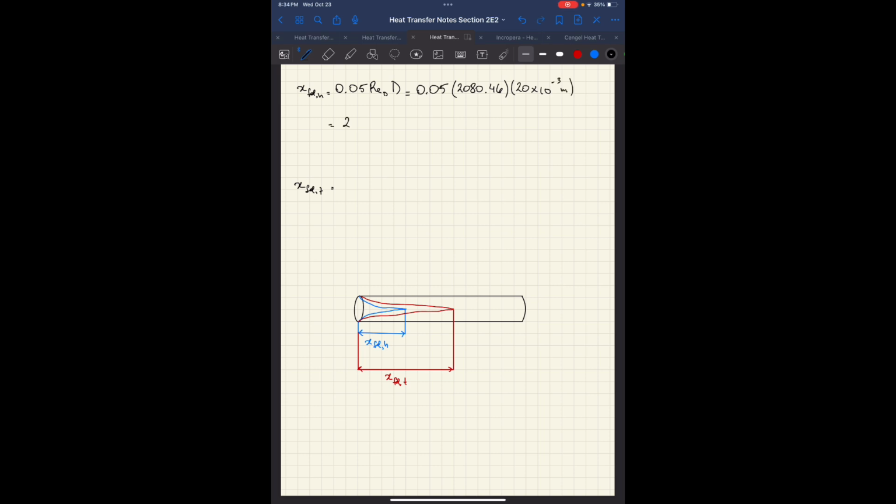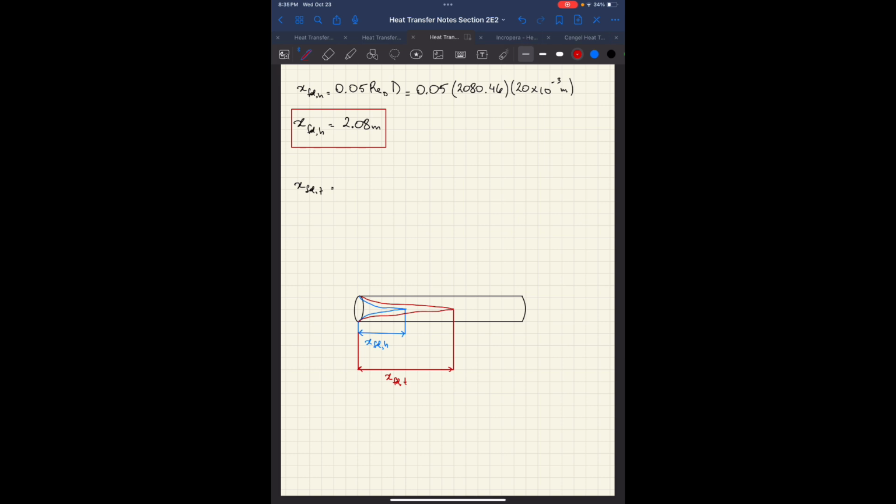So this becomes 2.08 meters. Okay. If you're wondering what the subscript means, it means fully developed. H is hydrodynamics. So it's the distance it takes for the flow to become hydrodynamically fully developed.